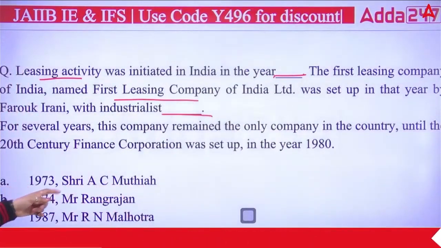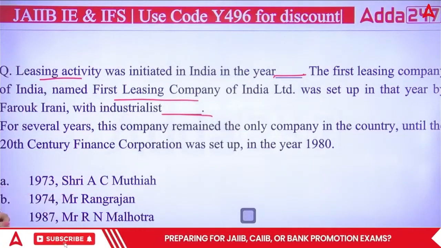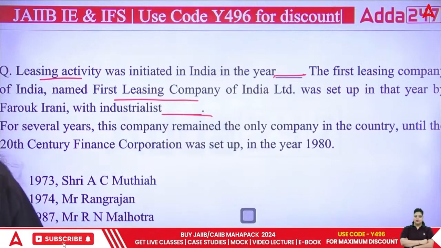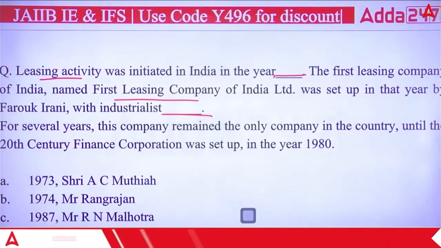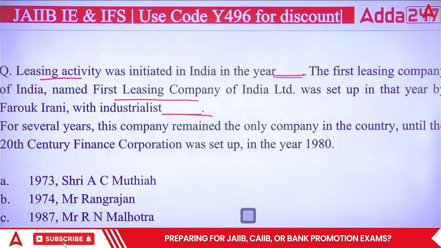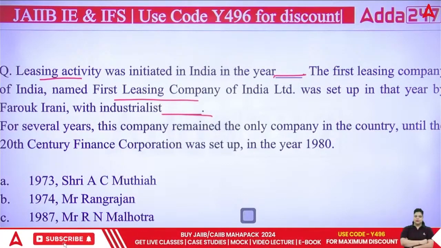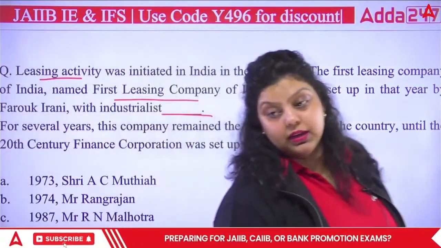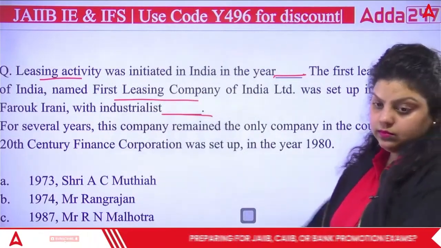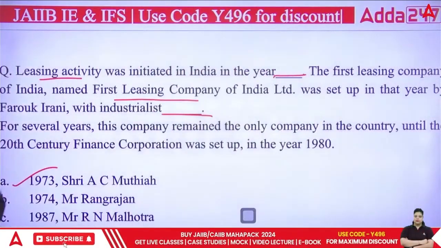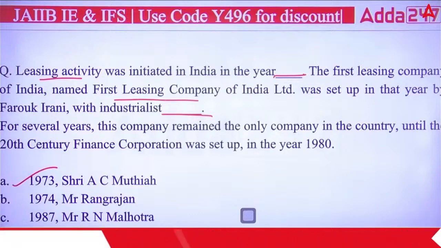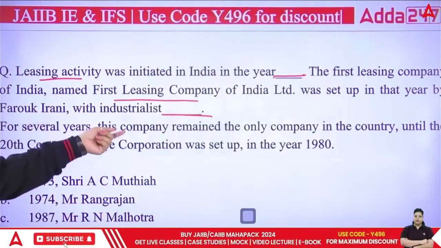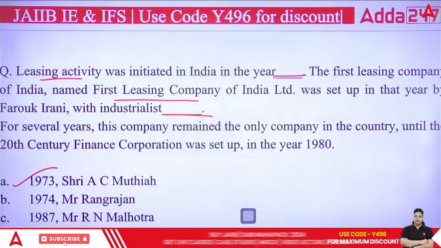So you have: A, 1973 Mr. A.C. Muthai; B, 1974 Mr. Rangarajan; C, 1987 Mr. R.N. Malhotra; and D, none of the above. So what do you think? Which of the following is correct? A, B, C or D? Okay, and the right answer here is A. 1973 is the year when India started leasing activity, and it was started by Farooq Irani with the industrialist A.C. Muthai. So the right answer will be option A.